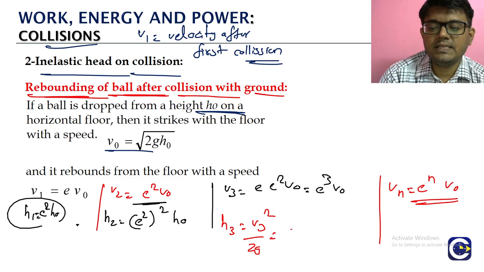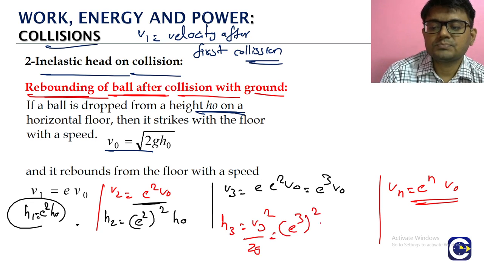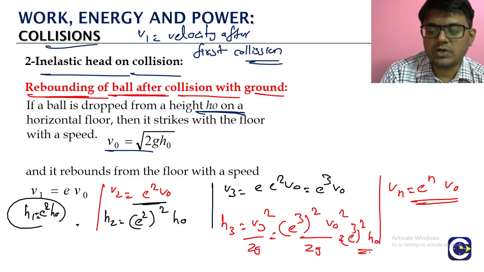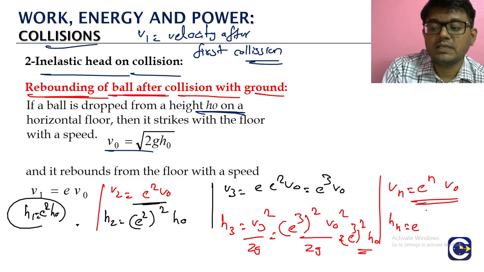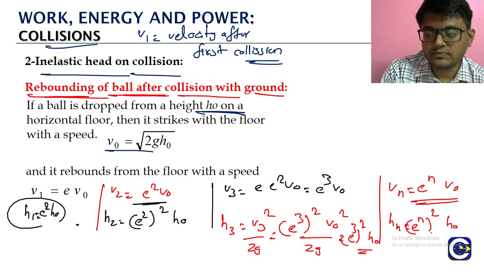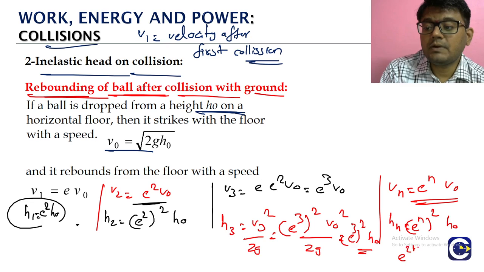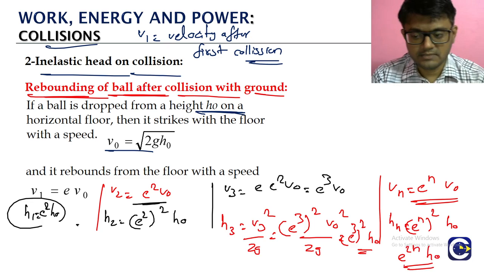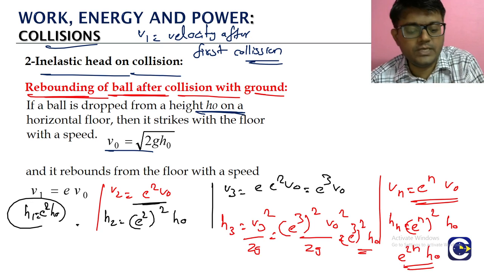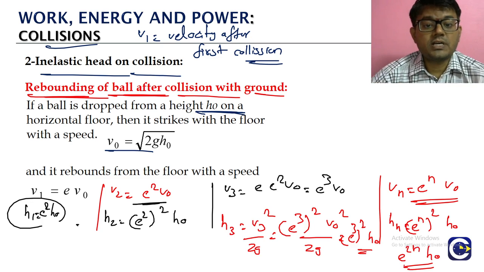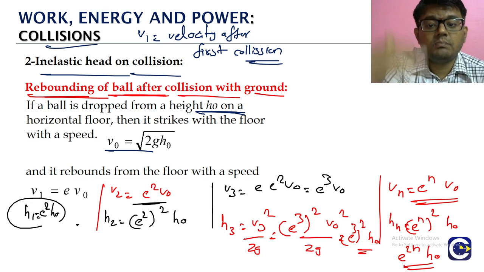So v3 square means e power 3 into v naught square by 2g. That is e power 3 whole square into h naught. So after the nth collision, h_n will be equal to e power n whole square into h naught. We can also write it as e power 2n into h naught. So after the nth collision, the height to which it will go is e power 2n into h naught. Okay? So this is the important result for the rebounding of the ball after the collision.